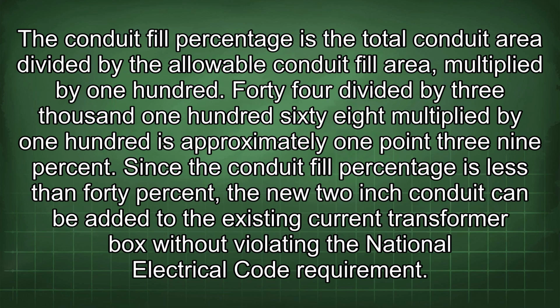The conduit fill percentage is the total conduit area divided by the allowable conduit fill area multiplied by 100. 44 divided by 3,168 multiplied by 100 is approximately 1.39%. Since the conduit fill percentage is less than 40%, the new 2-inch conduit can be added to the existing current transformer box without violating the National Electrical Code requirement.